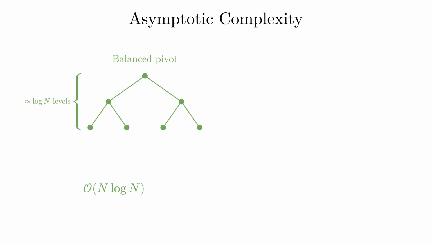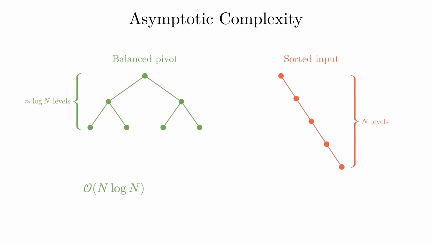Quicksort's speed comes down to one thing: the shape of its recursion tree. When each pivot splits the array near the middle, the tree stays balanced and shallow, only about log n levels deep. Every level touches all n elements, so the total work is n log n.